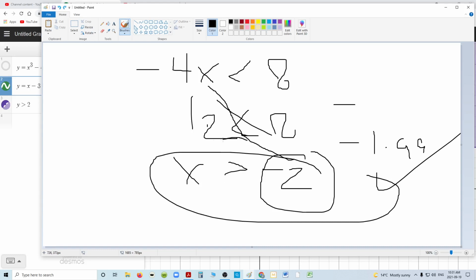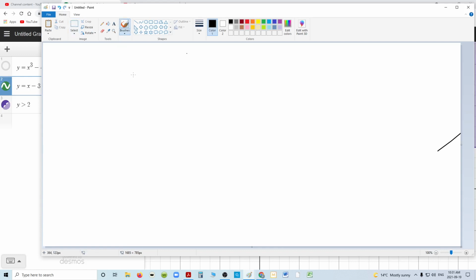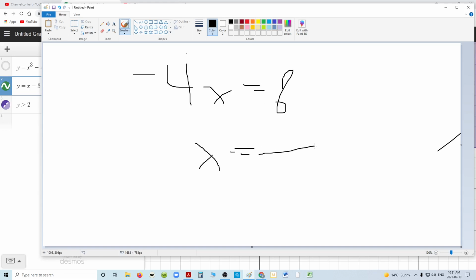So that's one of the rules. When you divide by a negative number, you must change the sign. Otherwise, they can be solved algebraically, just as if it said minus 4x is equal to 8. Therefore, x is equal to minus 2. Except in this case, we're having smaller and bigger signs.